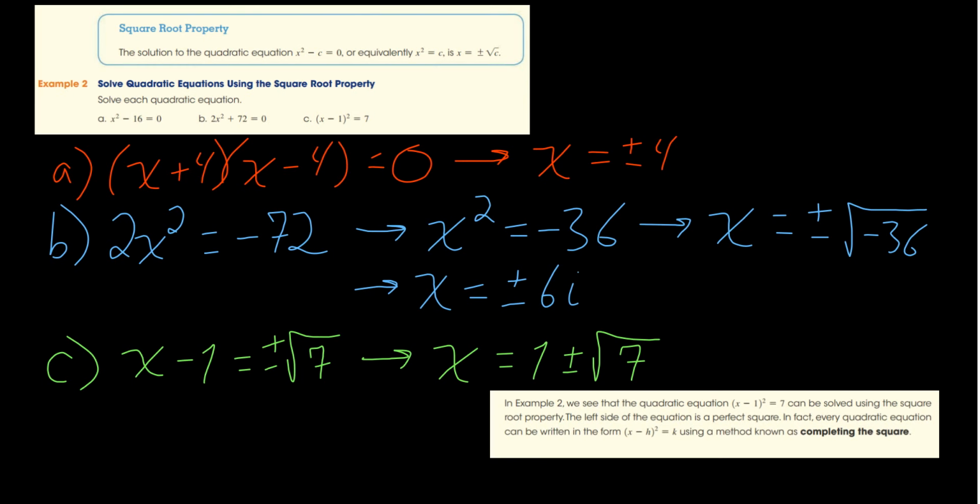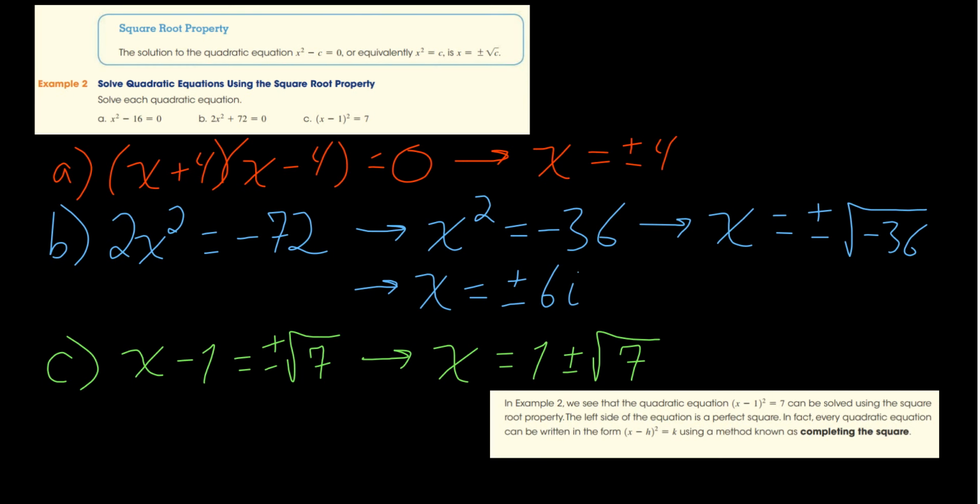Okay, so this reads, example 2, which we just did, we see that the quadratic equation x minus 1 quantity squared equals 7 can be solved using the square root property. The left side of the equation is a perfect square. In fact, every quadratic equation can be written in the form x minus h quantity squared equals k using a method known as completing the square.